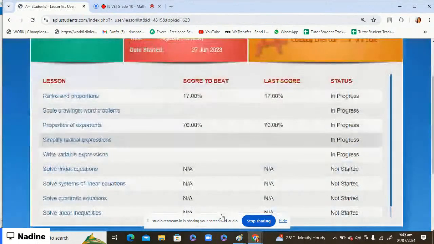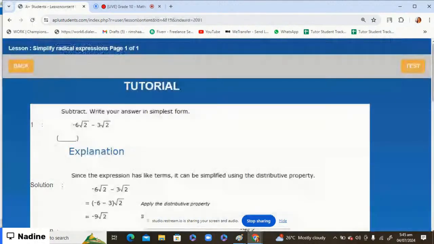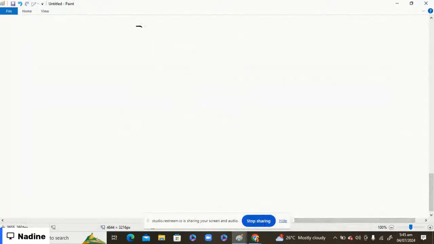Simplify the radical expressions. So here is a radical expression. First of all, let me tell you what radical expressions basically are. First we write the definition, and then we see what a radical expression is. A radical expression is an expression that uses a root symbol, like the square root symbol. This is the root symbol they are using.